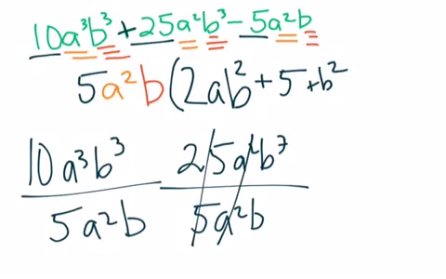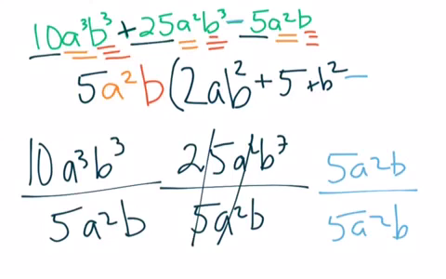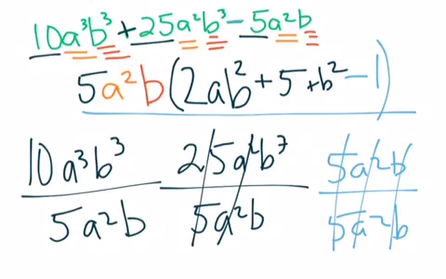We are now subtracting. So we're going to have 5a squared b over 5a squared b. These are all going to cancel out. It's going to give us a whole number of 1. And this is your final answer right here in the blue. Okay?